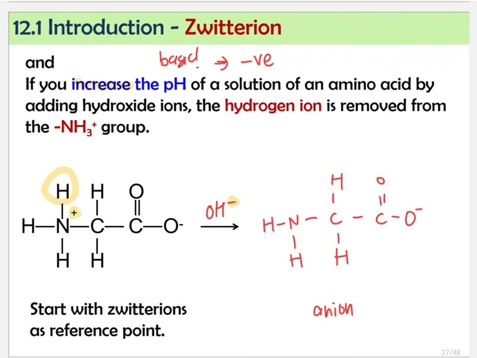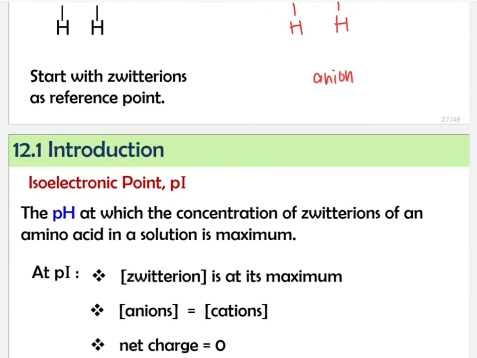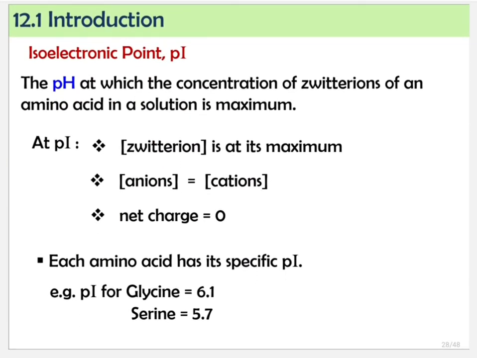Okay, so sekarang kita nak pergi kepada learning outcome yang terakhir, isoelectronic point ataupun simbolnya adalah Pi. So isoelectronic point adalah pH at which the concentration of Zwitterion of an amino acid is maximum. So at Pi, the concentration of Zwitterion is at maximum. So concentration of anion sama dengan concentration of cation. And the net charge is 0.